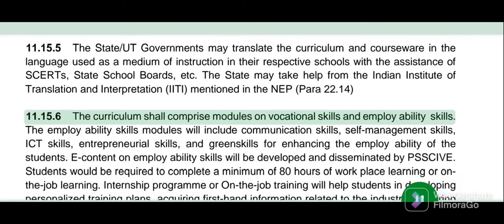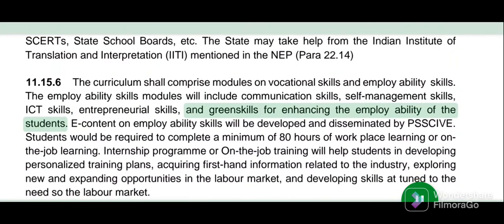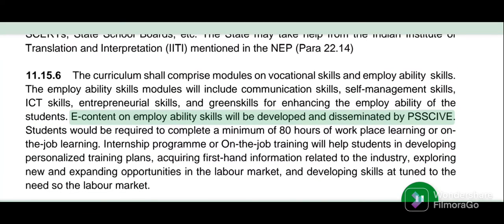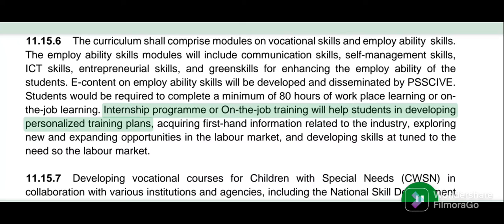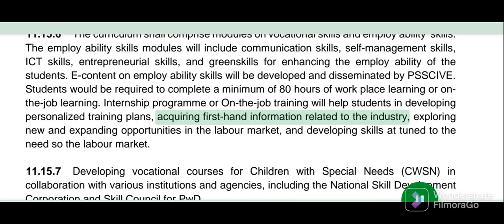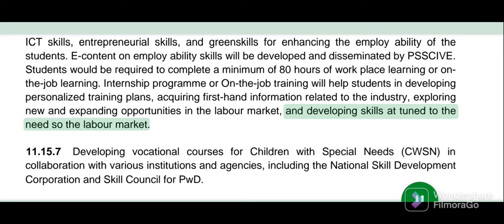11.15.6 The curriculum shall comprise modules on vocational skills and employability skills. The employability skills modules will include communication skills, self-management skills, ICT skills, entrepreneurial skills, and green skills for enhancing the employability of the students. A content on employability skills will be developed and disseminated by PSSCIVE. Students would be required to complete a minimum of 80 hours of workplace learning or on-the-job learning. Internship program or on-the-job training will help students in developing personalized training plans, acquiring first-hand information related to the industry, exploring new and expanding opportunities in the labor market, and developing skills attuned to the needs of the labor market.